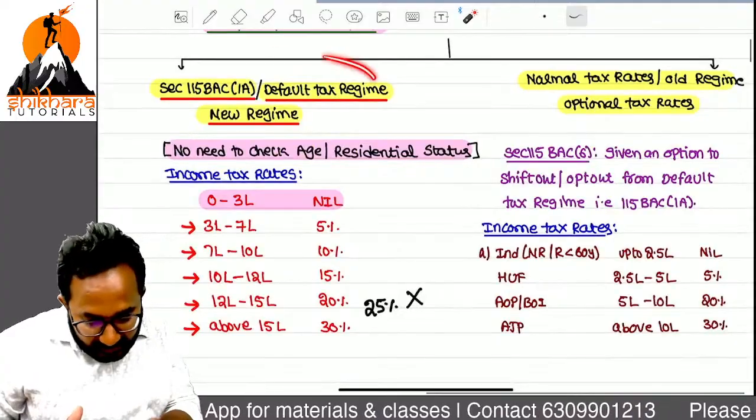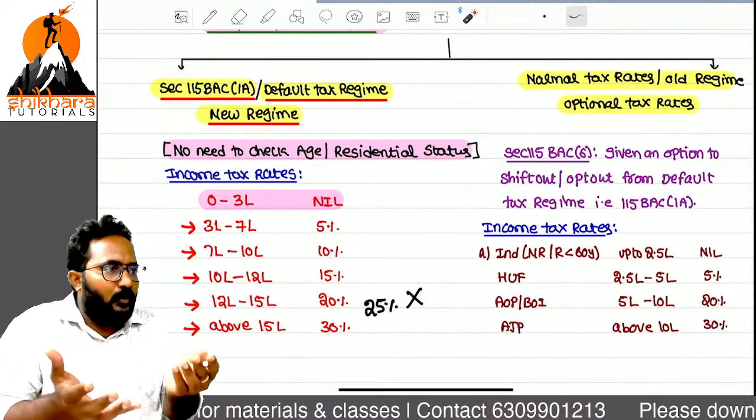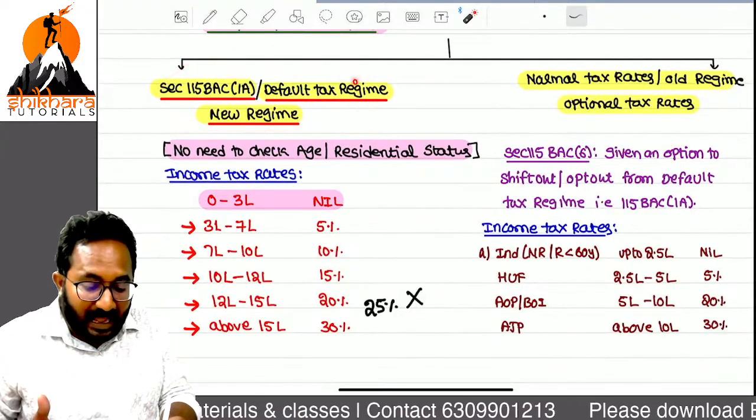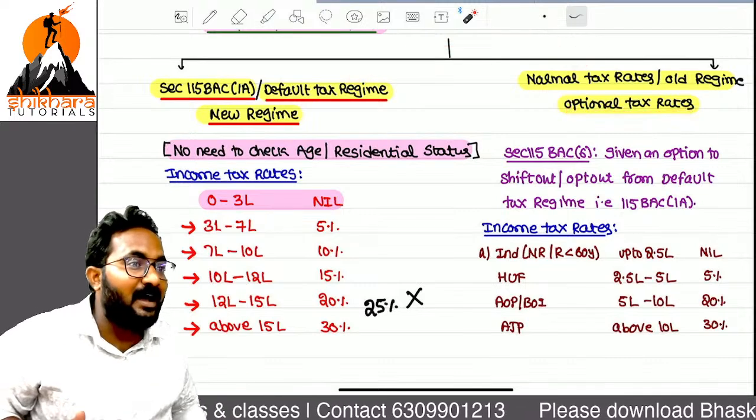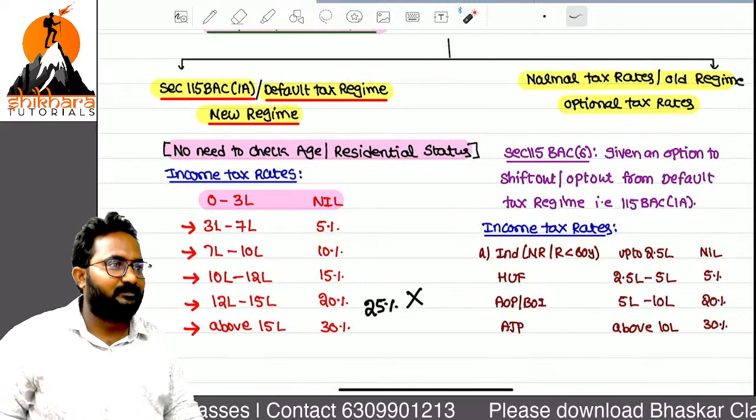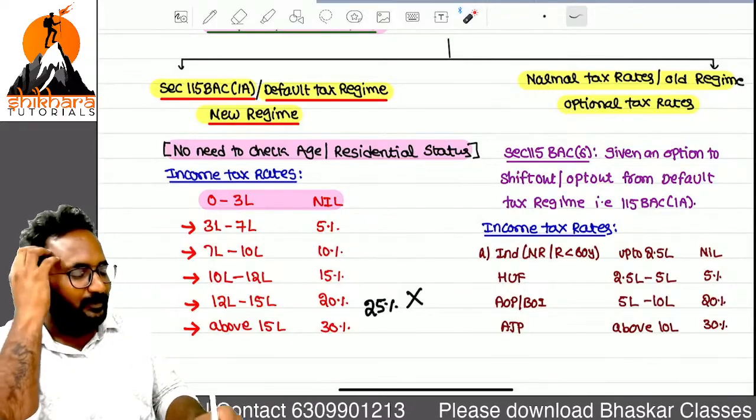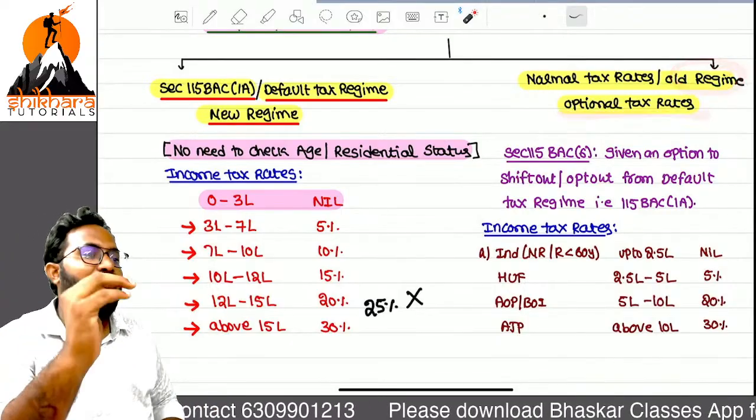By default, they have given this one. But I don't want to follow the default one, sir. Yes, that option, you have to shift to what? Optional tax rate. Now, the old regime becomes what? An option for you.